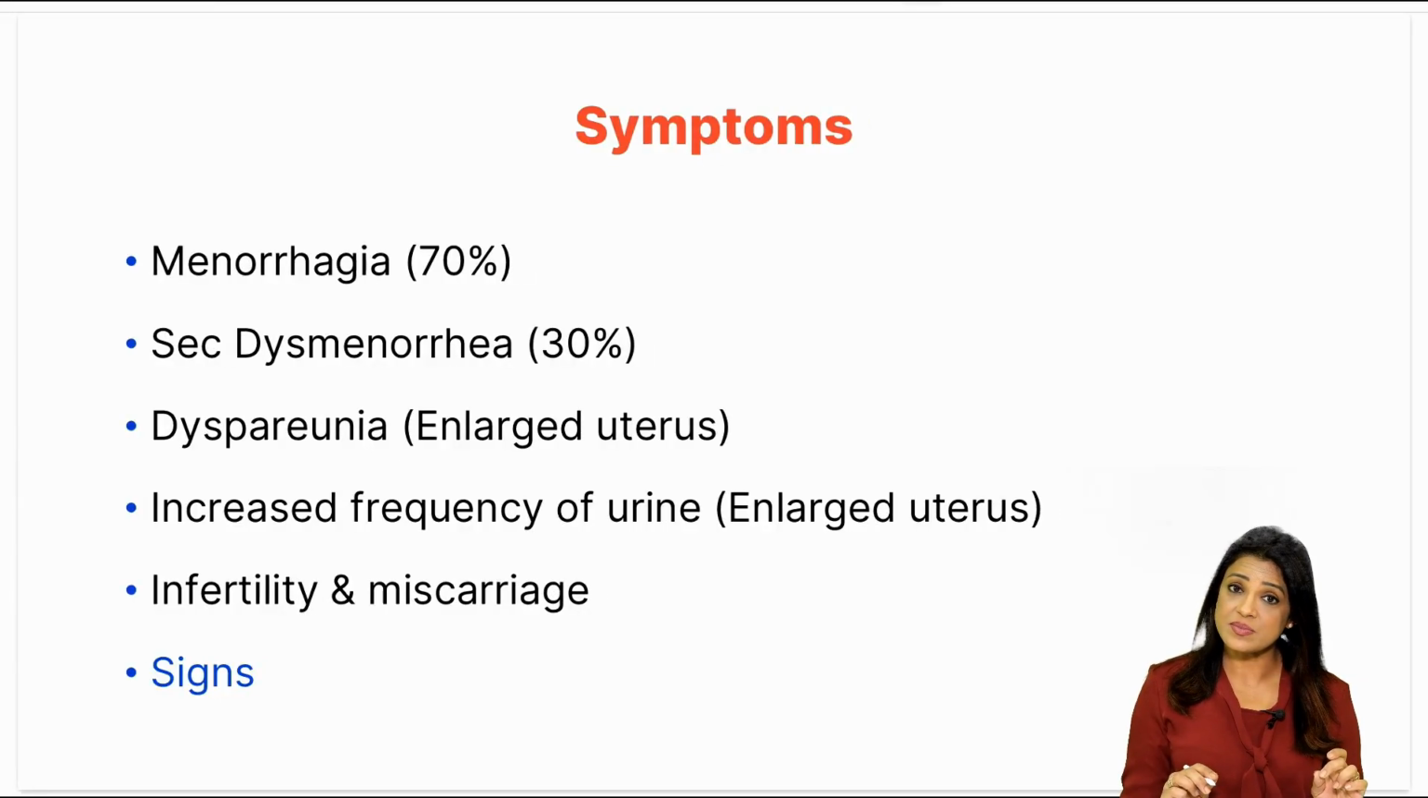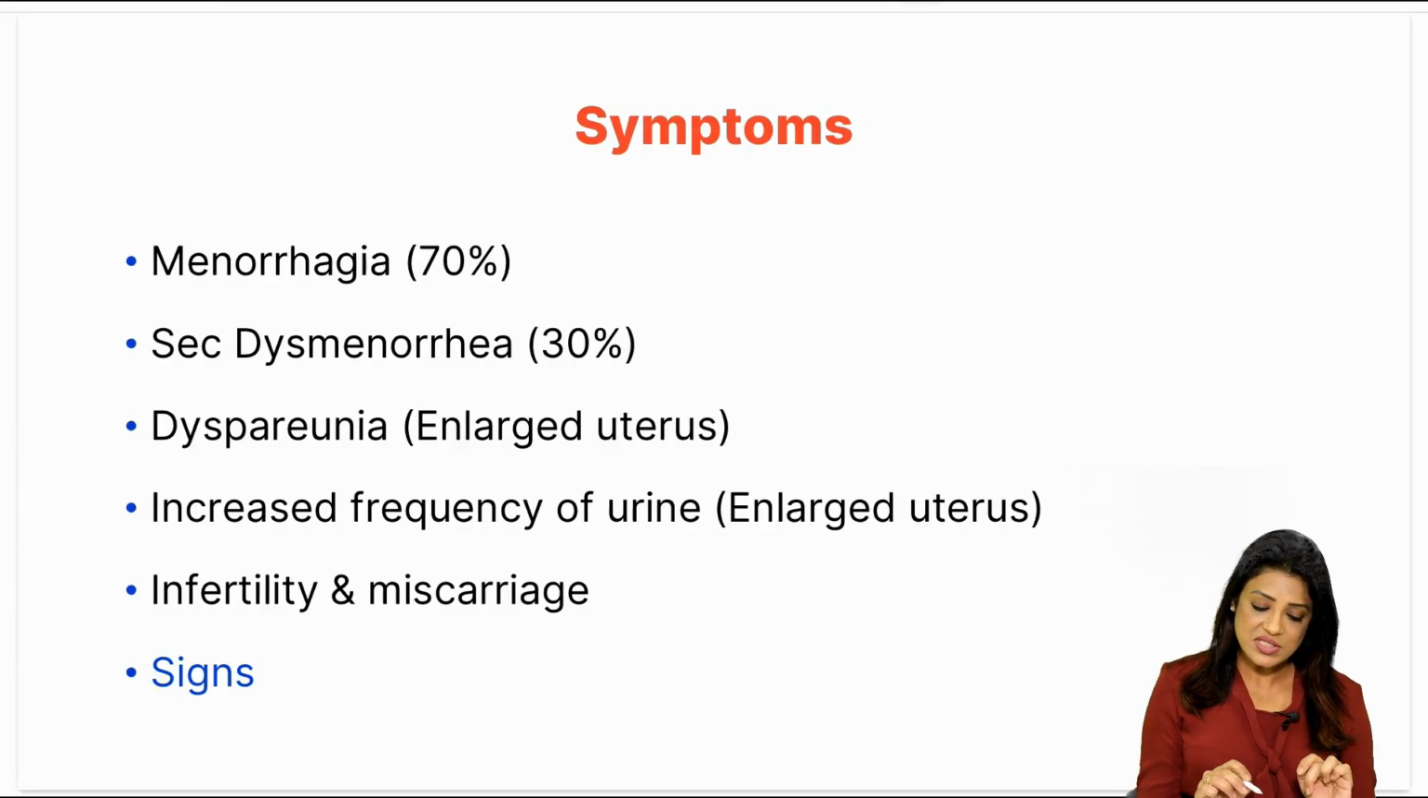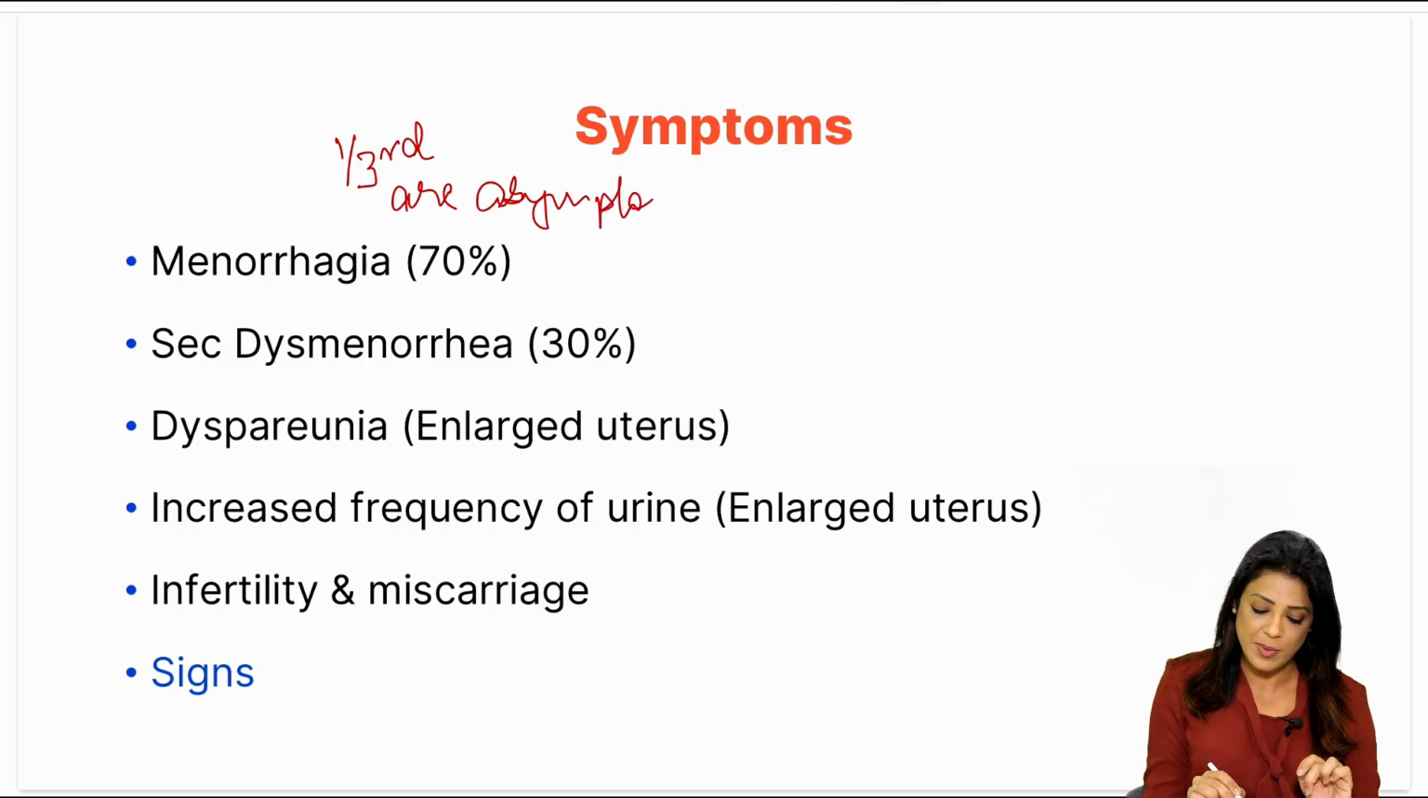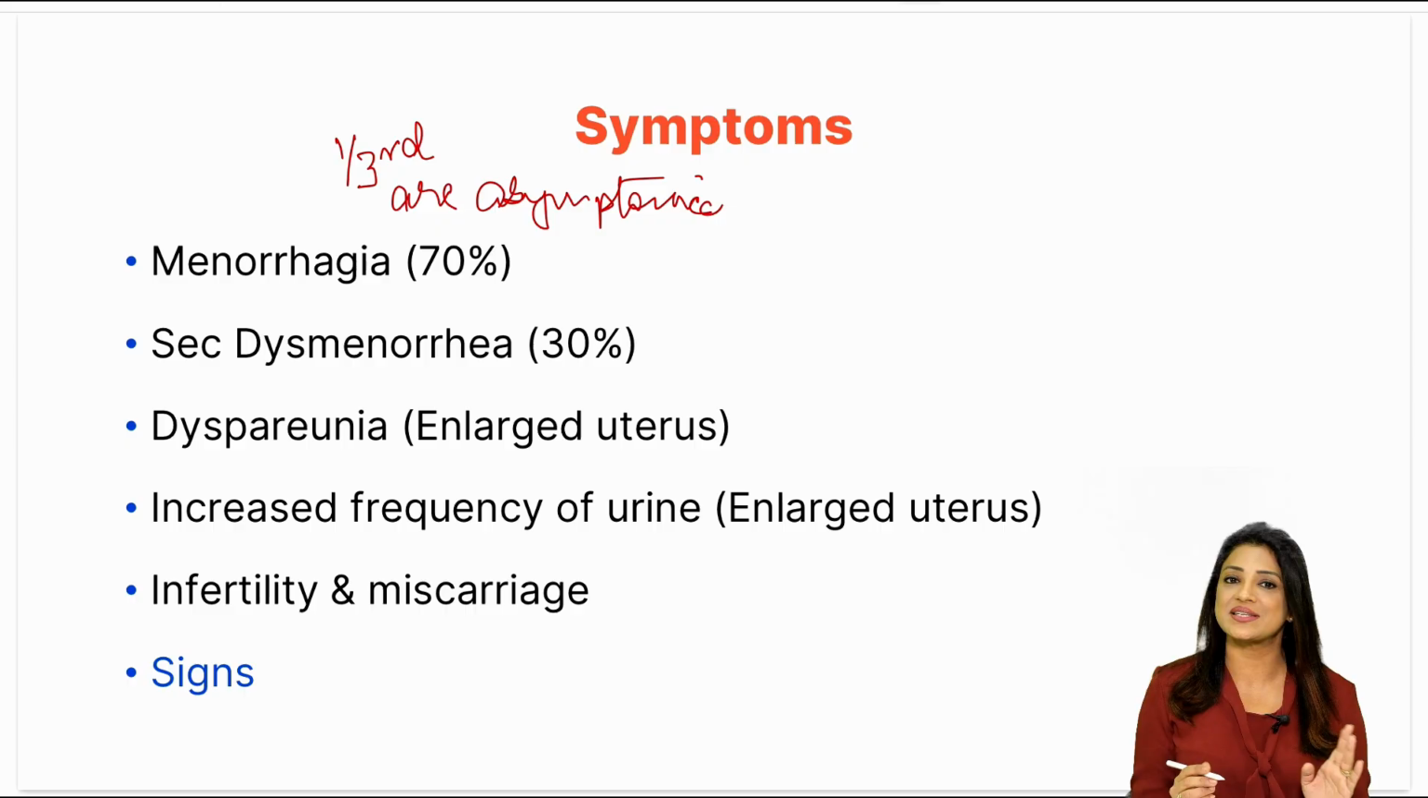Next, coming to the symptoms and signs. Now, first of all, 1/3 of them are asymptomatic. Just like fibroids, around 50% are asymptomatic. Here it is 1/3. That means around 30%, 33% are asymptomatic.